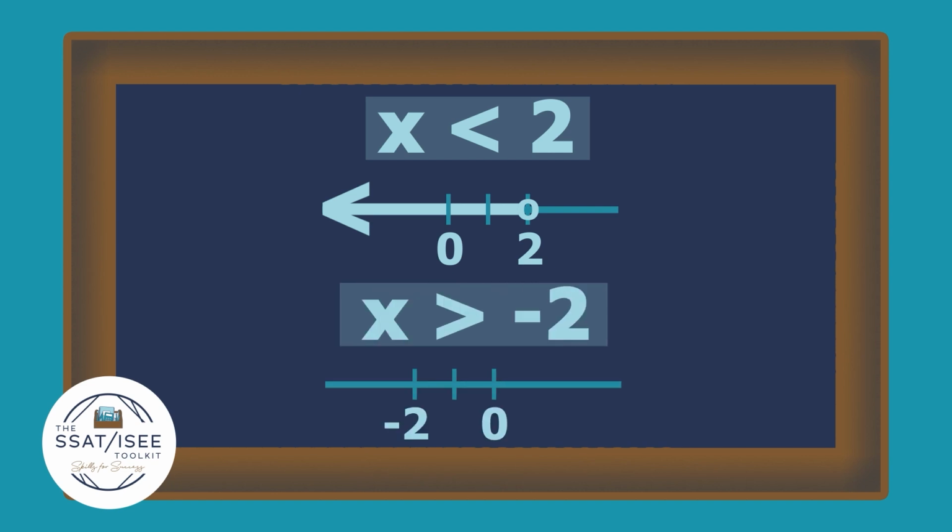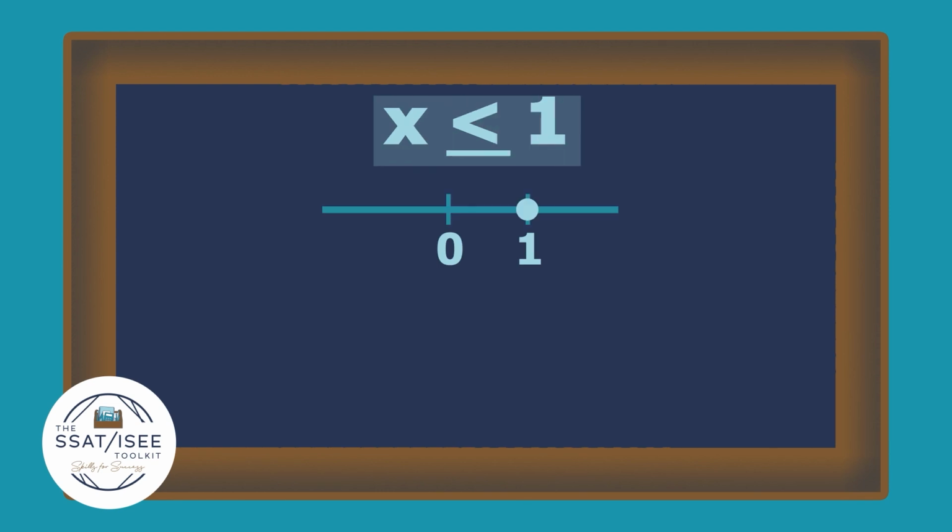In the second example, x is greater than -2, there is an open circle on -2, and the arrow proceeds to the right to indicate all of the numbers that would make the equation true. A closed dot means that the number is included as an answer.